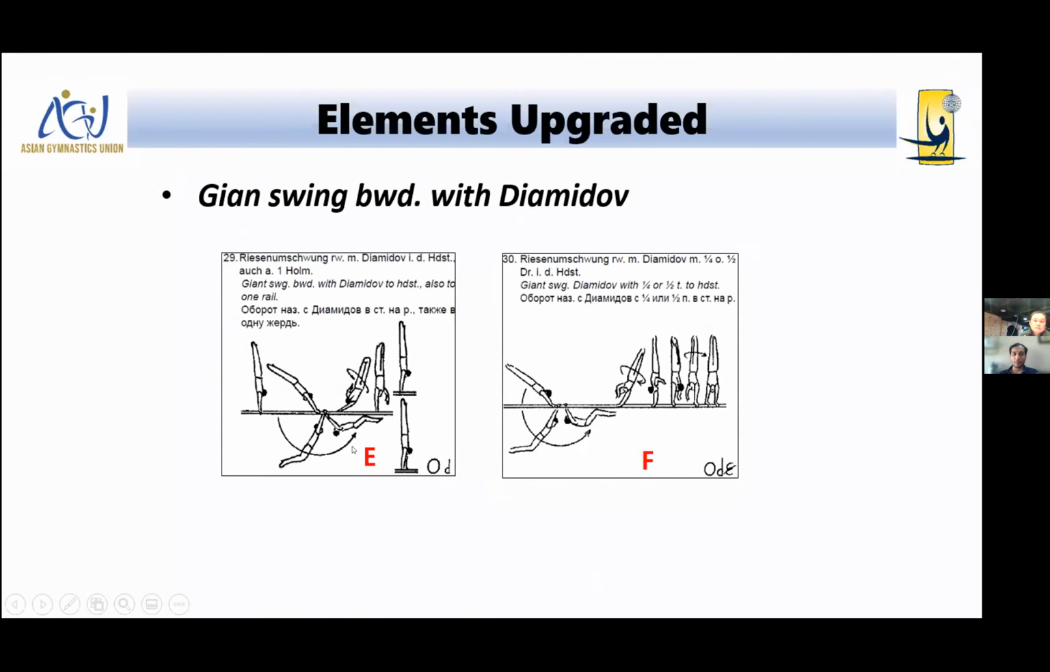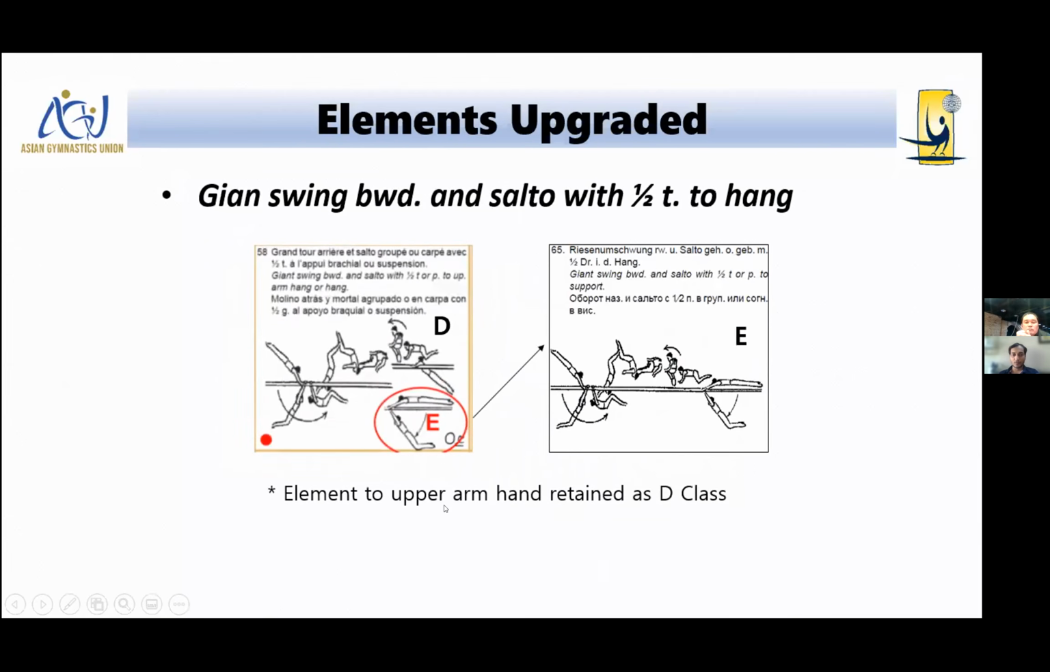Then these are element upgrades. Giant swing backward with Damido: if it is a normal giant swing backward with Damido, it was D class, now it is E. And if it is Damido with an additional quarter or half turn, it is now F. Also, the giant swing backward and salto half turn to hang was earlier D in the same block as an upper arm hang. Now it has been upgraded and it is in a separate block. Now it is E class.